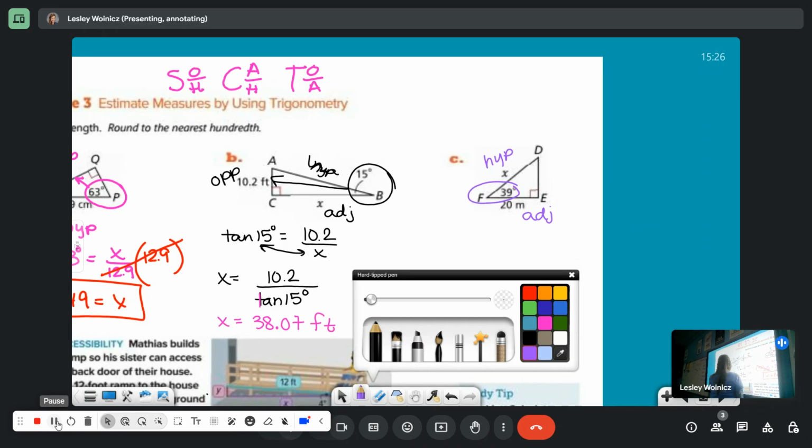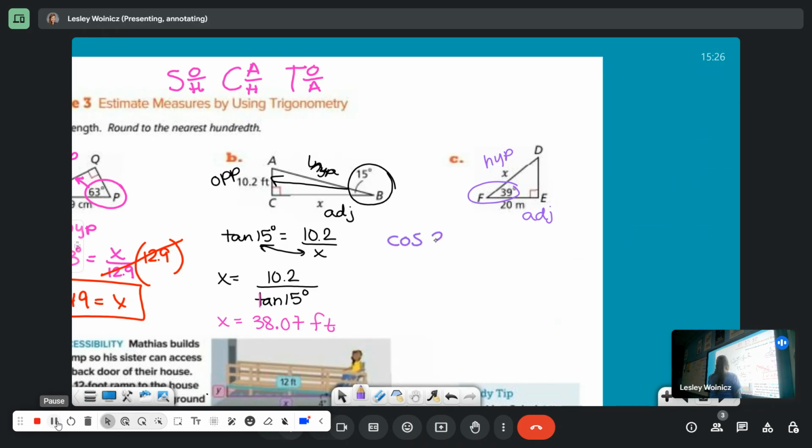So I know that the cosine of 39 degrees is the 20 meters over x. Oh no, my x is in the denominator again. What on earth am I going to do? Swap it. Swap it like it's hot. Oh, girl. You were waiting for that moment. Don't lie. Okay, so I've got 20 divided by cosine of 39 degrees. Ask your calculator what that is.